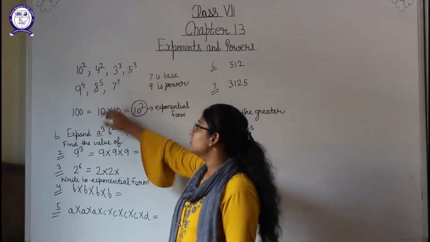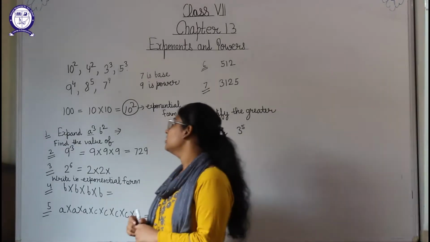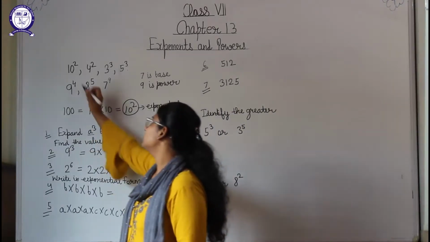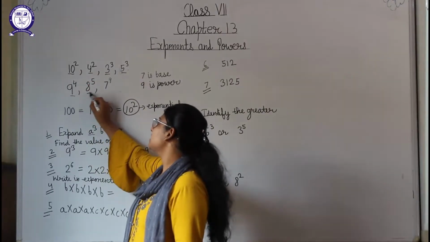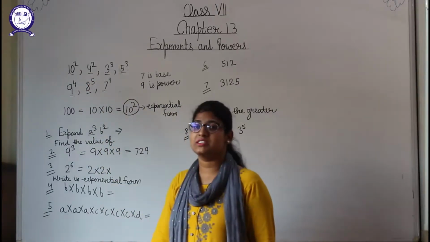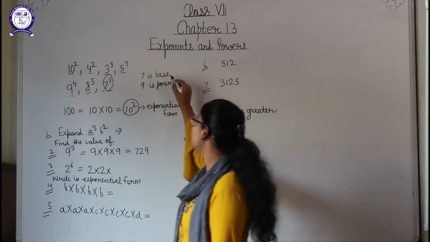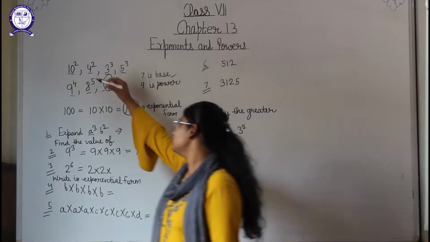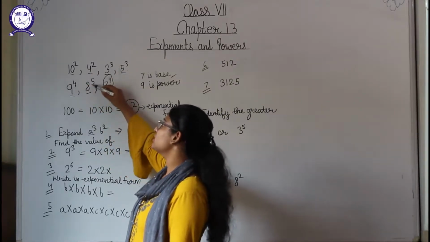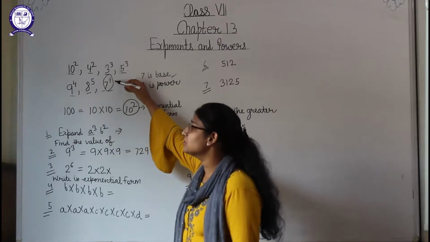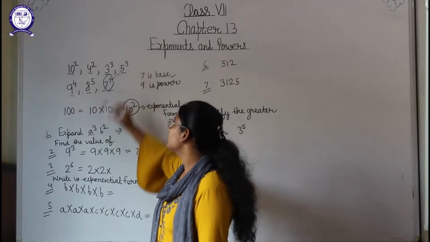Raised to the power means the word power is being used. In all of these, 10, 4, 3, 5, 9, 8, 7 are bases. What do we call them? Base. Here in this, 7 is the base. Now square, cube, or raised to the power 4, raised to the power 5, raised to the power 9, these are powers. So 9 is the power in this.